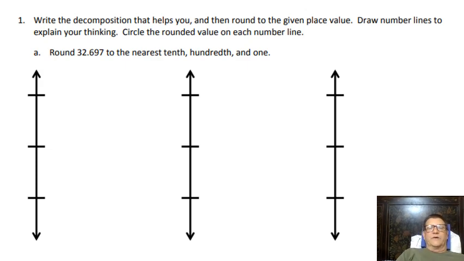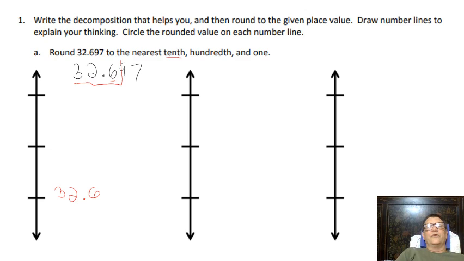Now, the way I like to do this is first I'm going to write the number up here, 32 and 697 thousandths. It says that we're rounding the first one to the tenths place. And I know the tenths place is the 6. So I'm looking at this number starting off, and that's my number on the bottom line, 32 and 6 tenths.